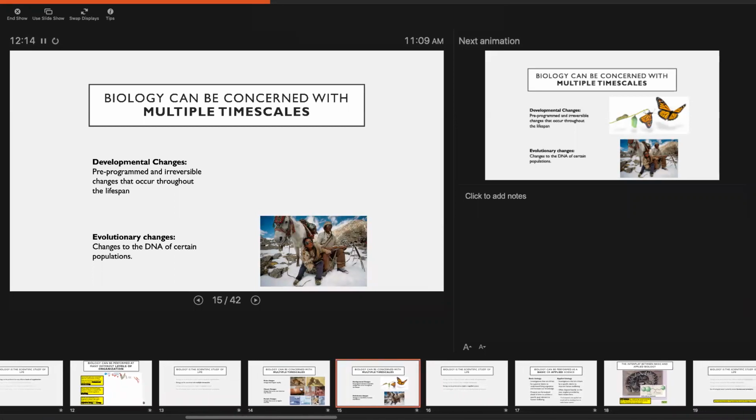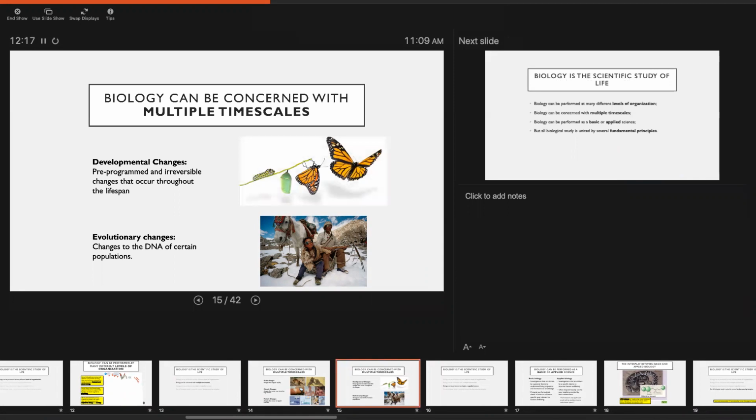We also have developmental changes, which occur throughout an organism's lifespan. Here we have a monarch butterfly going from a caterpillar to a butterfly. And this monarch is going through these developmental changes, one stage at a time, according to a pre-programmed set of circumstances. So the caterpillar already has built in within it the developmental stages that will bring it to the full butterfly form. Also, developmental changes are irreversible.